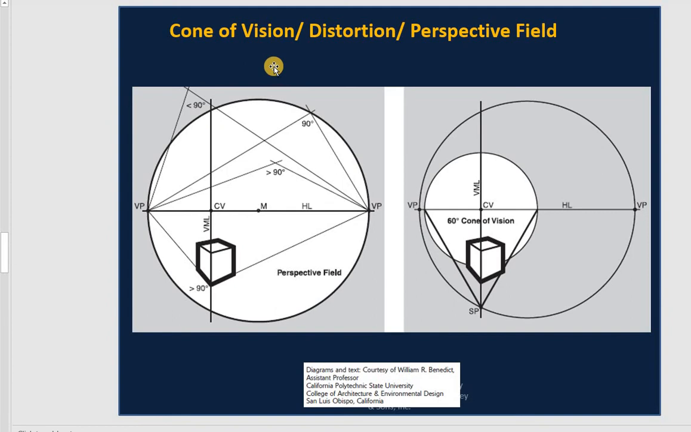This is some of the vision, distortion, and perspective field. When the object is on the right side, the angle should be larger than 90 degrees, so you can see both sides in perspective. But if it is smaller than 90 degrees, you cannot see the whole thing from the project's vanishing point. So that's why you need to expand the line right here.